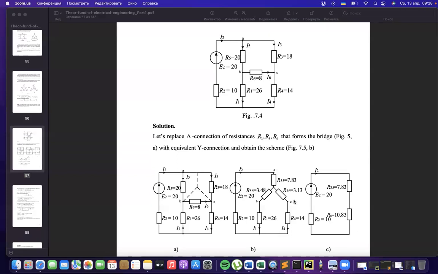How is it made? For example, if we want to transform the upper delta case, this part, first of all, we should redraw all the other parts of the system, just redrawing them in the same way.